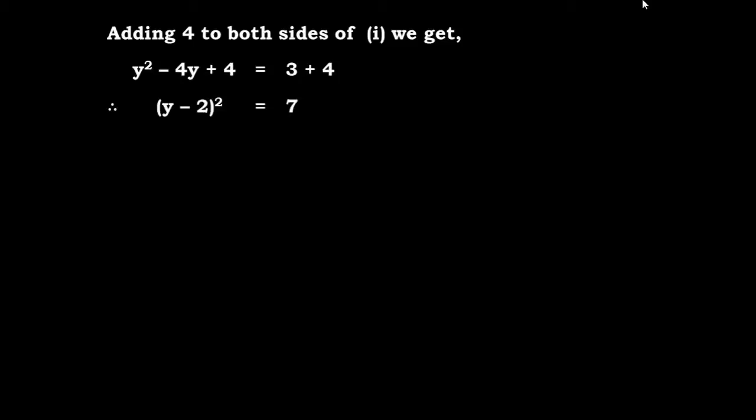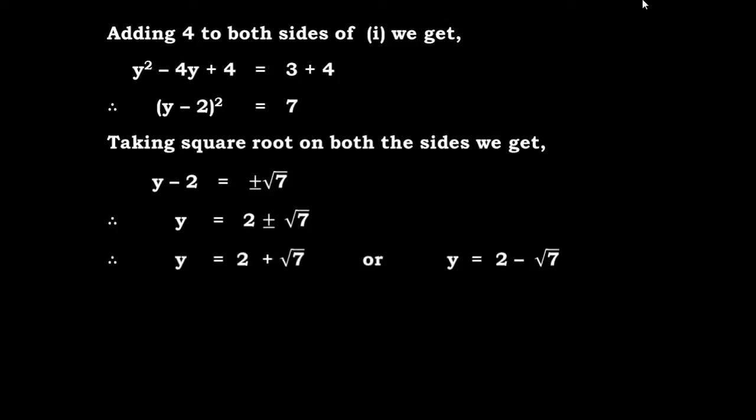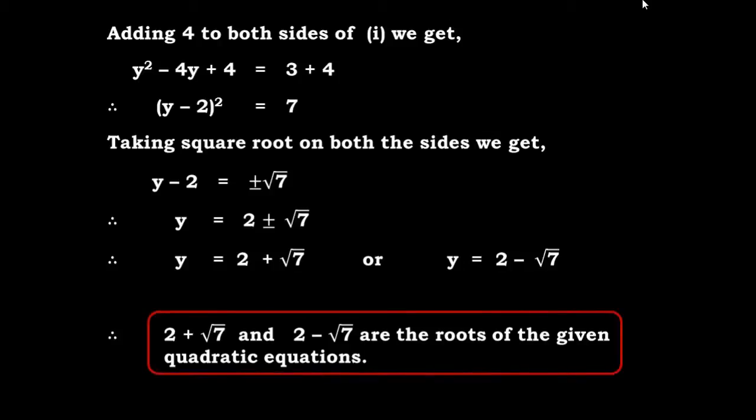So taking the square root of both the sides, we get y minus 2 is equal to plus minus root 7. Now minus 2 will become plus 2, so y is equal to 2 plus minus root 7. So y is equal to 2 plus root 7 or y is equal to 2 minus root 7. So we can write 2 plus root 7 and 2 minus root 7 are the roots of the given quadratic equation.